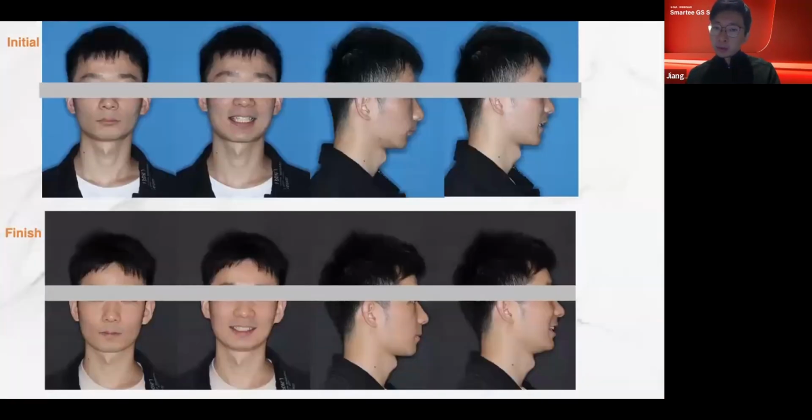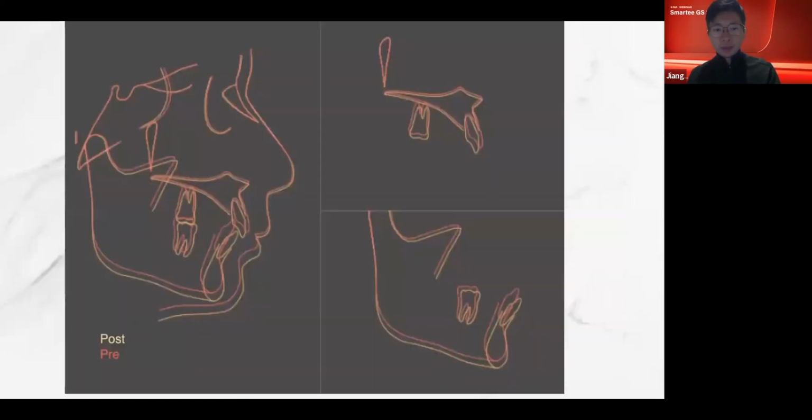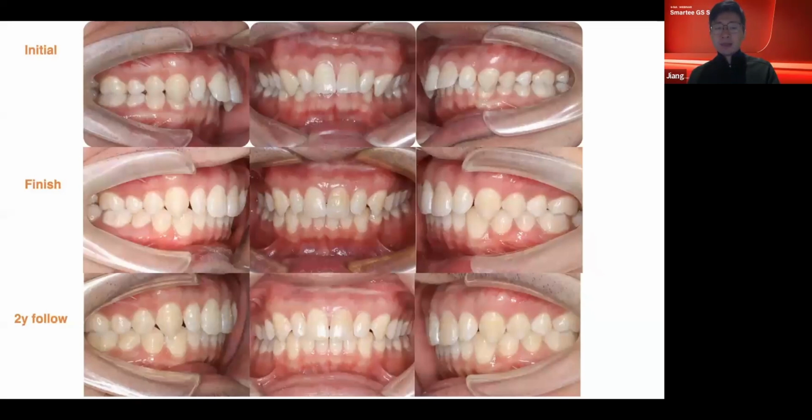And also on the facial profile, we can see that the retrusive mandible is improved. Let's take a look at the cephalometrics. The mandible position is changed, and we can see the mandible advancement. And we have a 2-year follow-up. We can see it's still stable.